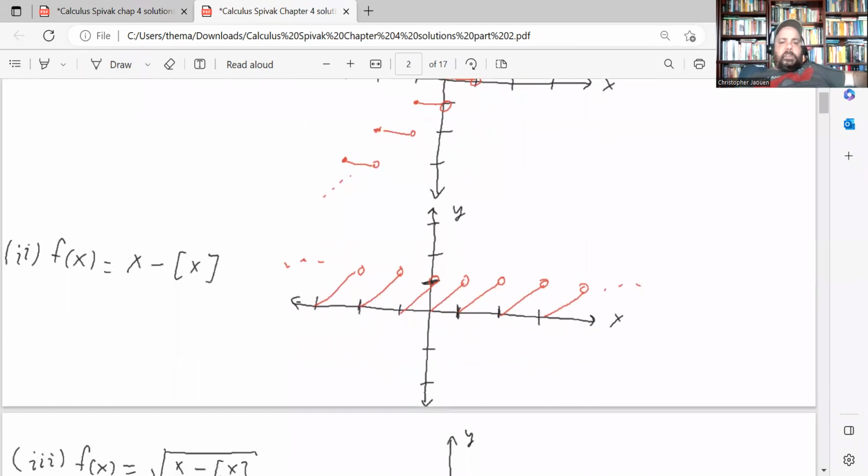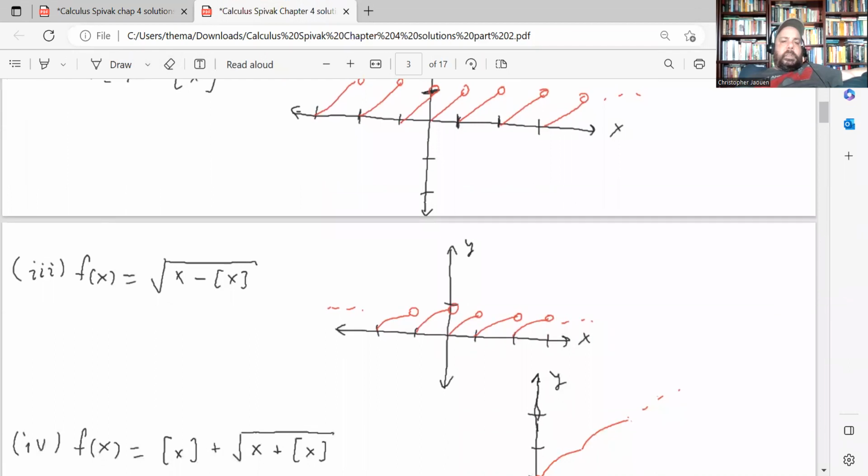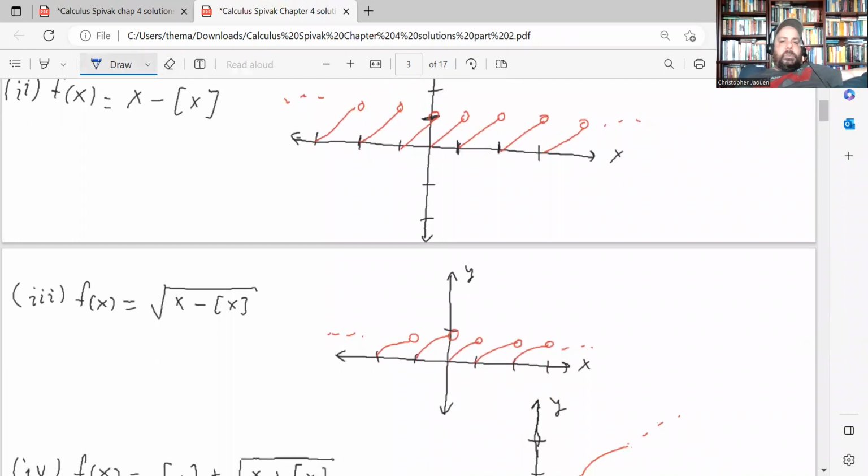Graph of x minus the floor of x looks like this. It's a function with period 1, and you get these little line segments here that just repeat every distance of 1. Right, then for part 3, take the square root of the function in part 2, and that just turns the line segments into pieces of the square root function. So this is a part of the square root function, and it just repeats with period 1 also.